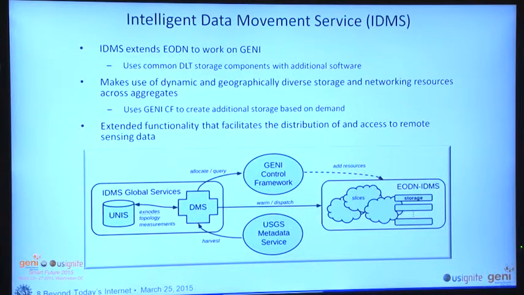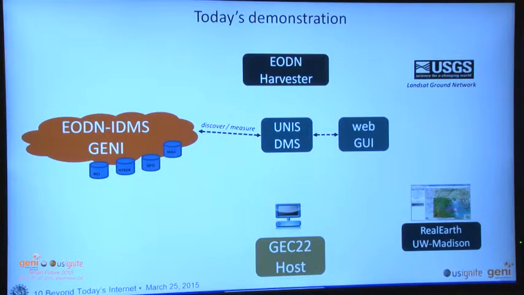So the ability for EODN and IDMS specifically to make use of these dynamic resources is a key insight to our work. For today's demonstration, we're going to show a typical workflow of bringing Landsat data to the RealEarth application. And the way we do this is we typically have clients register or subscribe to scene data or imagery data that they're interested in. And we, at the moment, have a client here in the demo room, a laptop, our GEC22 host, which is going to subscribe to scene data that's of interest. So we use our UNIS information store to be notified when the scene data is available.